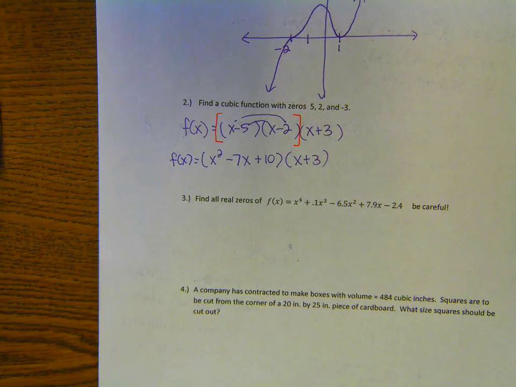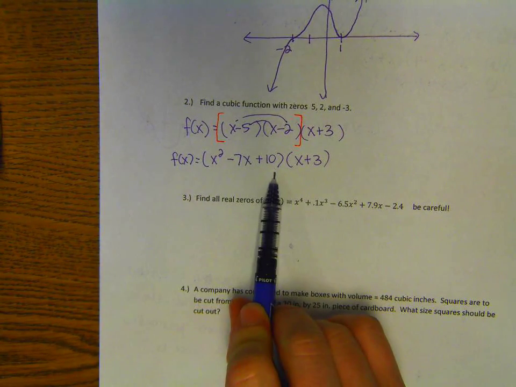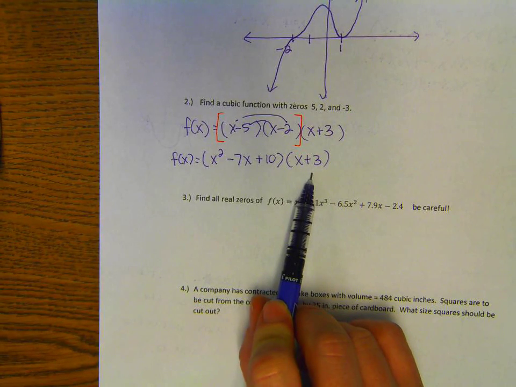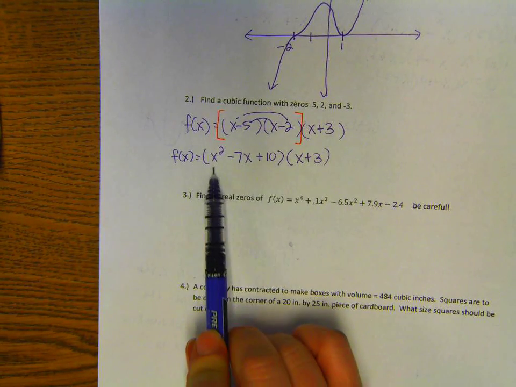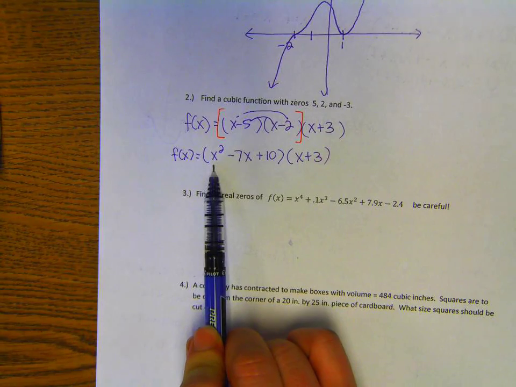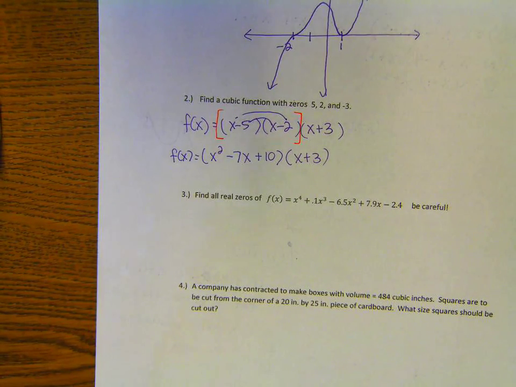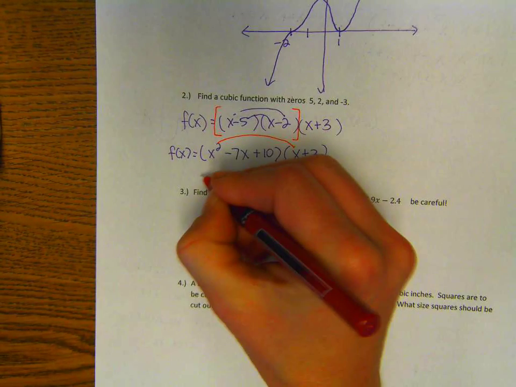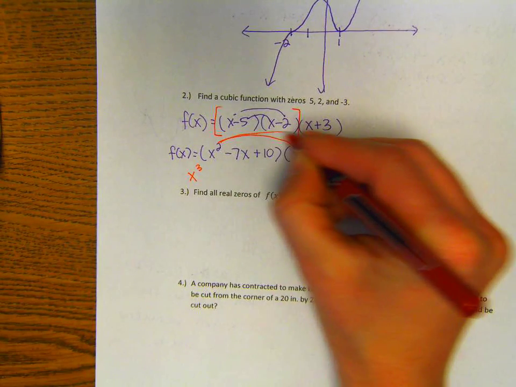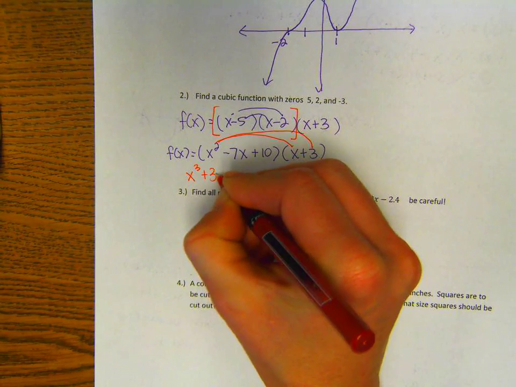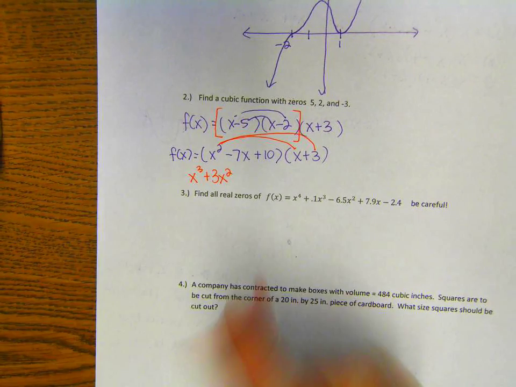Alright, now I'm going to do everything in here times everything in there. So the way I do that is I start here and then I just keep moving on. So here we go. X squared times x would be an x cubed. Then I do x squared times 3, which is 3x squared. Now I move on to the next thing.